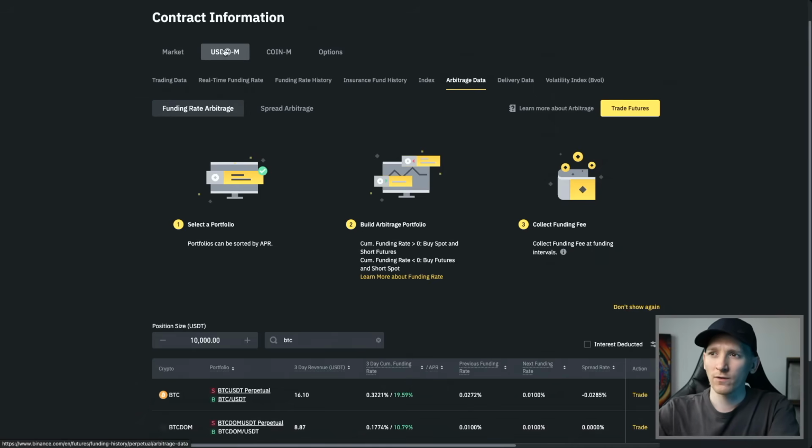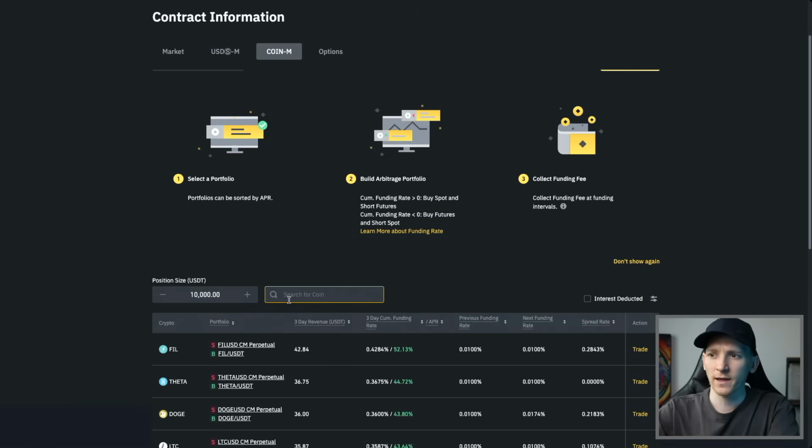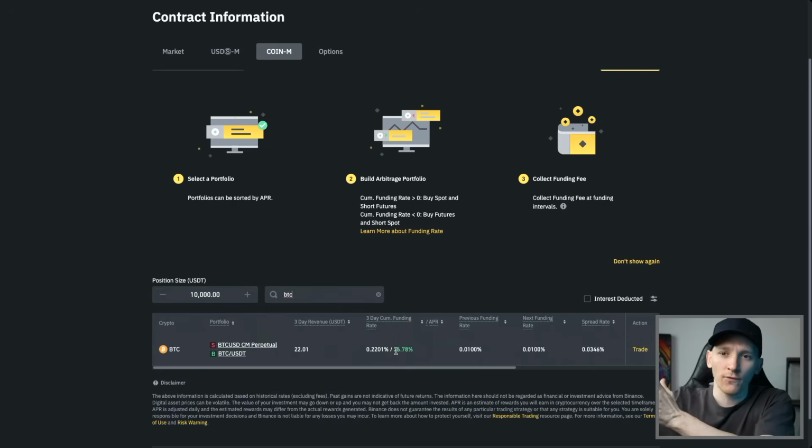Now with US dollar margin or coin margin, you can see that here. It doesn't really matter either way. We'll do arbitrage data right here, and we'll look at the arbitrage data for Bitcoin. What we can see right here is that there is a 26% positive funding rate as an APR over a year in Bitcoin right now. And what that means is that if you are short Bitcoin in the futures market, you're receiving that funding rate from longs. So what a lot of people may do is take what's known as a delta neutral position.